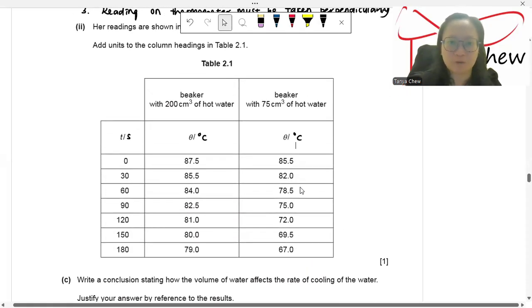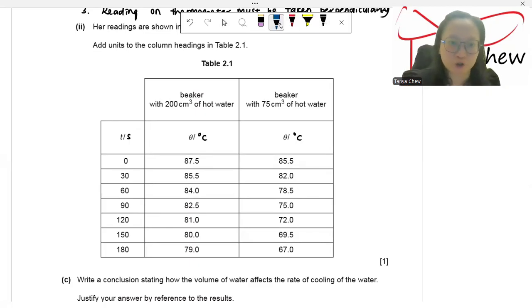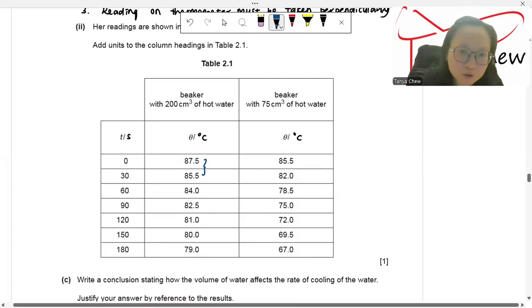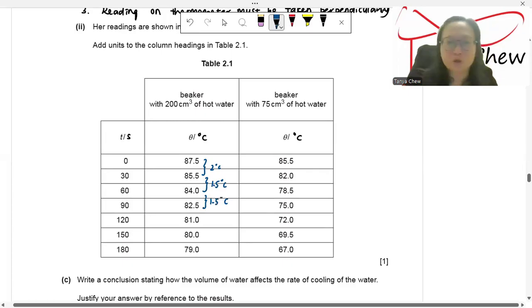This is 200 cm cube of hot water, and the other one is the beaker with 75 cm cube of hot water. So you could see that the drop in temperature, I calculated all. Because I want to see the trend, the drop in temperature is about 2 degrees Celsius here. This one is about 1.5 degrees Celsius. This is about 1.5 degrees Celsius. If you don't want to do all, it doesn't matter. You can just take one or two readings and compare. That will do, right? So I say this is 1.5, and then the drop here is 1 degree Celsius.